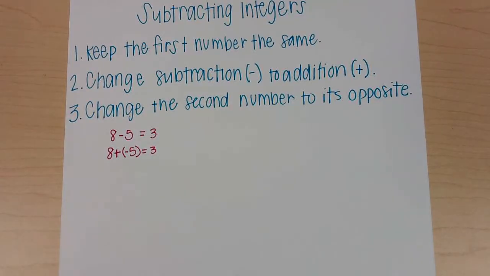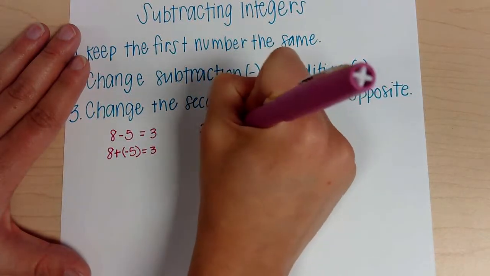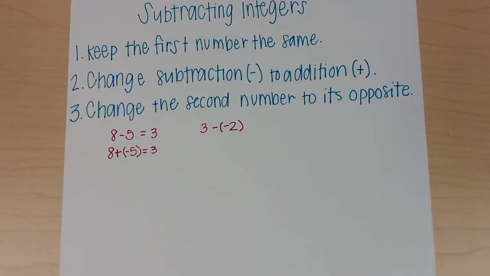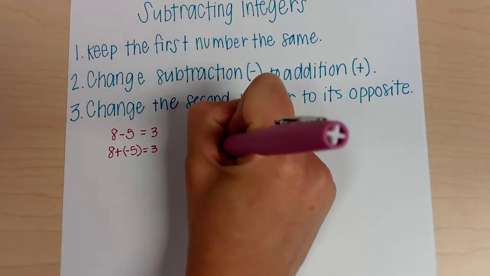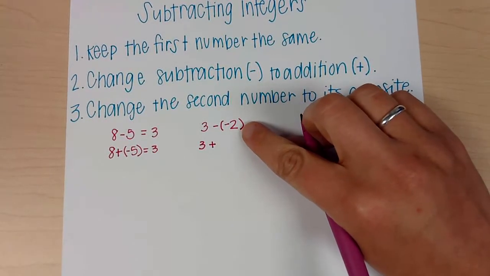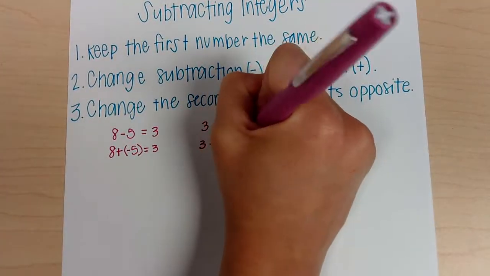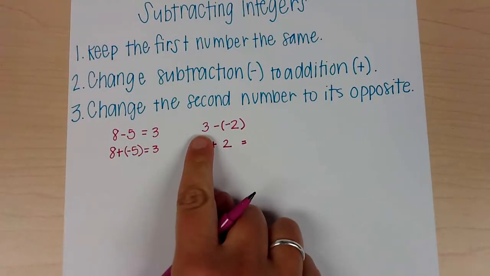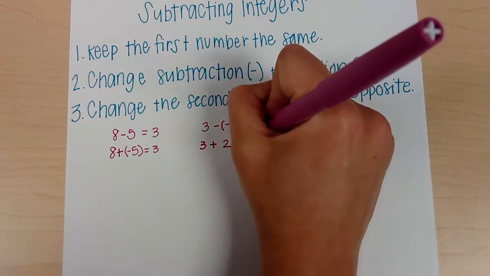Okay, so let's try this second one. Ready? We've got 3 minus -2. Again, I'm going to rewrite this as keeping my first number, changing my subtraction to addition, and finding the opposite of my second number. I have -2 here. The opposite of -2 is +2. So therefore, 3 minus -2 can be changed into 3 plus +2, getting me 5.